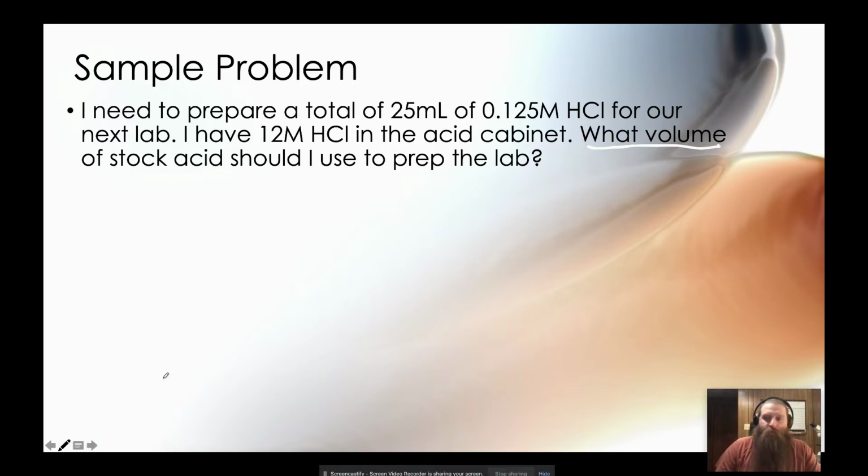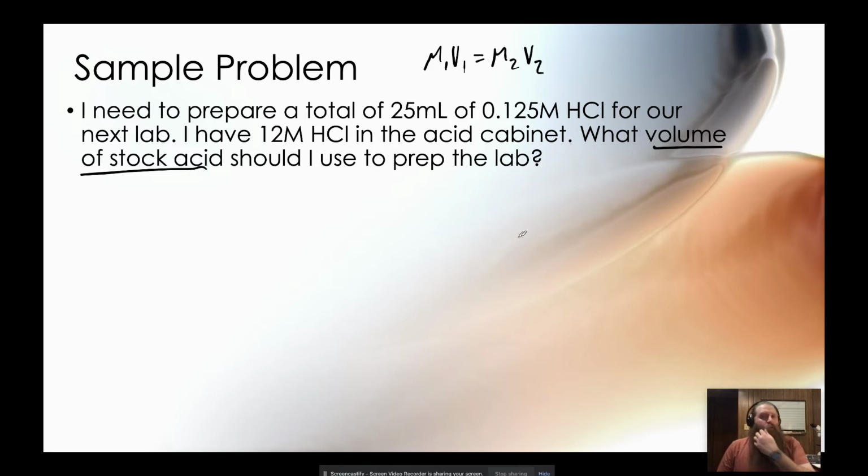Let's go black. All right, so we're looking for what volume of stock acid. So we are doing a dilution, so we're going to use M1V1 equals M2V2. And I know that I have 12 molar. I know that I have 0.125 molar. I know that I have 25 milliliters. I know I'm looking for a volume. So let's plug these in and see what we need to find.